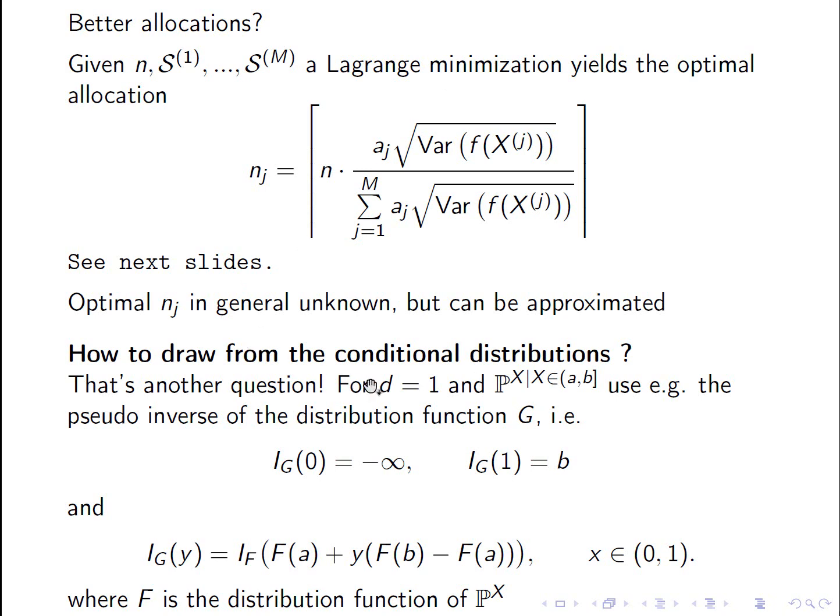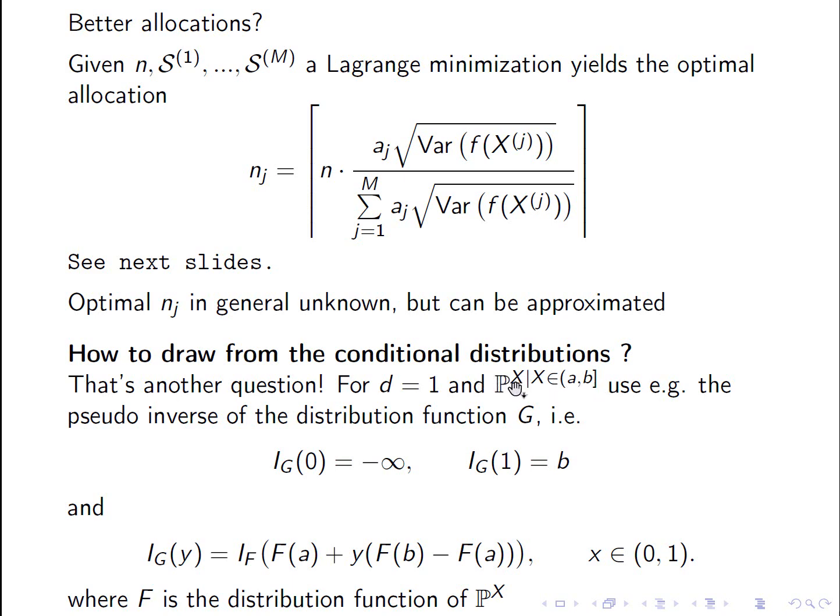And at least in the one-dimensional case, and if we know the inverse distribution function of the unconditional distribution, well, then there's a way to do it. And for the other cases, you have to really look at it case by case. Okay, so what can we do in d equal to 1, and if we know the inverse distribution function of f? Well, then we can draw from this conditional distribution here as follows.